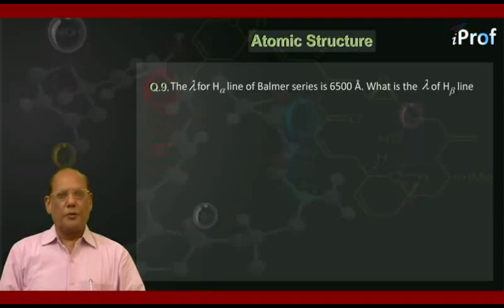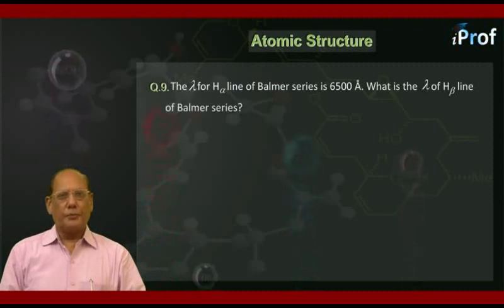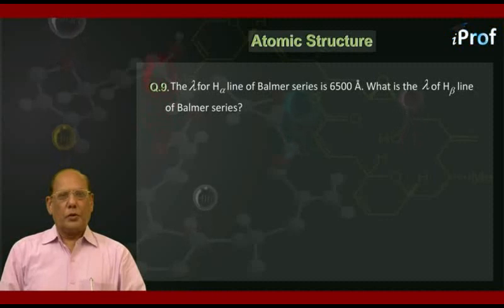Question number 9. The lambda for H alpha line of Balmer series is 6500 angstrom. What is the lambda of H beta line of Balmer series? Let us solve this question.